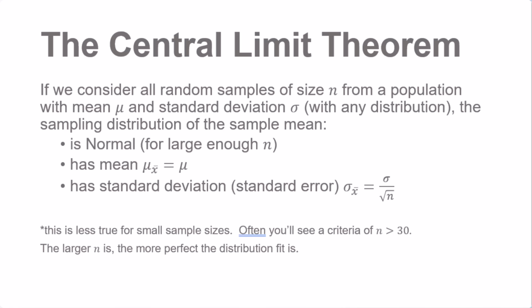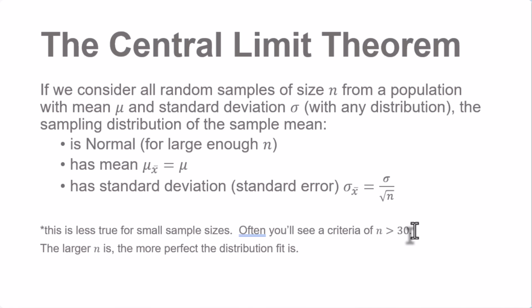Now, in this statement, I said that the distribution will be normal for large enough n. If your sample size is small, and especially if your population is really far from normal, these distributions might not quite be normal, but the bigger the sample size is, the more perfectly normal the distribution will be. Often you'll see the central limit theorem stated with a criteria that n has to be greater than 30. This is a good rule of thumb for what's a good size sample versus what's too small of a sample. The larger n is, the more perfect the distribution fit is. This sample size is more important for odd populations.